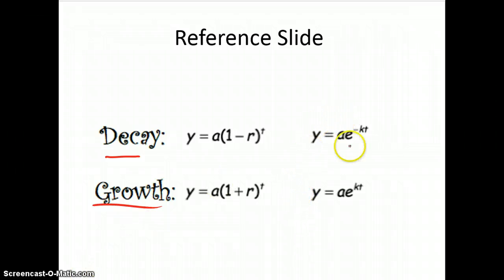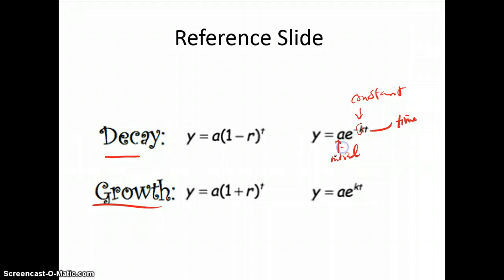Okay, this second formula is actually one that scientists use a lot, and it's just a more accurate model, and it's one that they prefer. So here your A is still your initial amount. E is, as you know, a number. This K is going to be a constant. They're going to tell you what it is. T is still time, and A is still your initial.